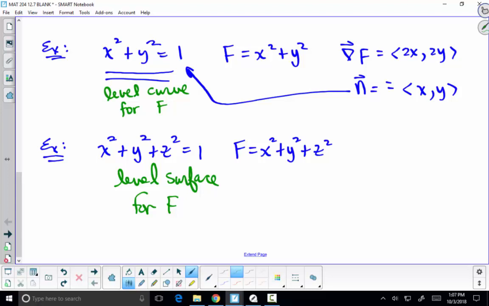have del F as a normal vector. So we can come over here and find del F. Del F would be 2x, 2y, 2z. That's normal to the level surface. We could scale this down because there's no point in having that extra factor of 2. So that would be a normal vector to the original surface.